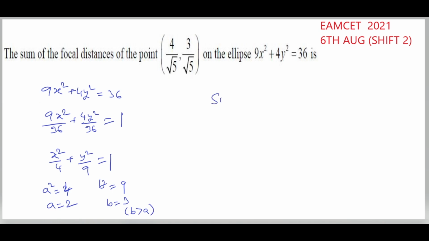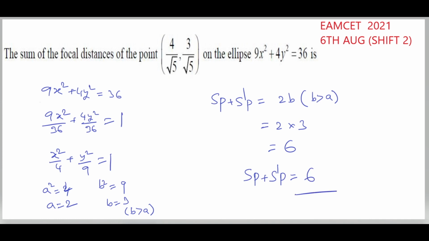Sum of the focal distances, that is SP + S'P = 2b, because this is b greater than a. If a is greater than b, it is 2a. That is 2 into the b value, which is 3, that is equal to 6. So the sum of the focal distances SP + S'P is equal to 6.